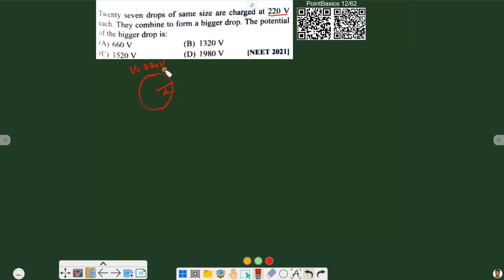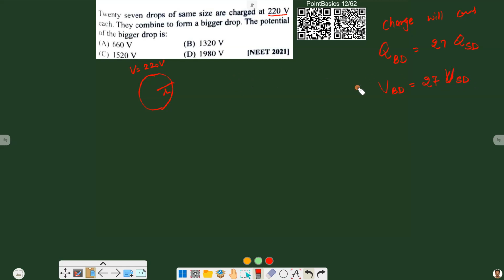Now, when we combine 27 of these drops, what things will remain conserved? The first will be charge. Charge will remain conserved. That is, charge of the bigger drop will be 27 times the charge of the smaller drops, and also volume will stay constant because these are liquid drops. So volume of the bigger drop will also equal 27 times the volume of the smaller drops.